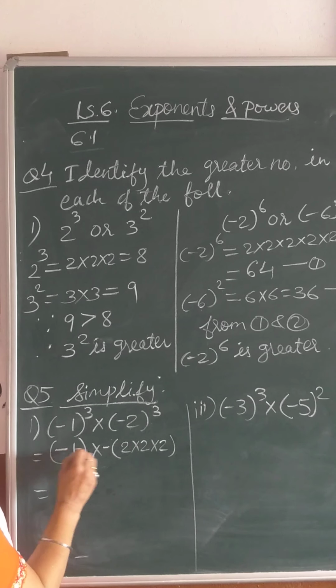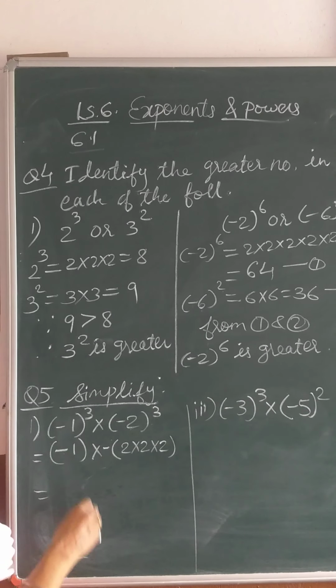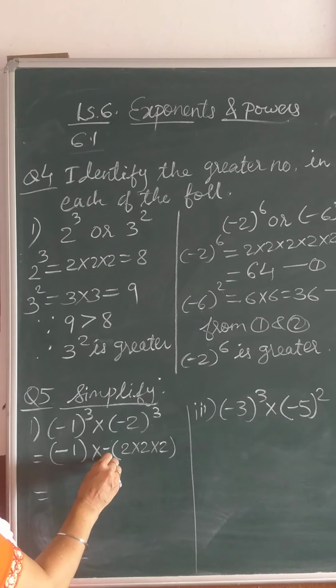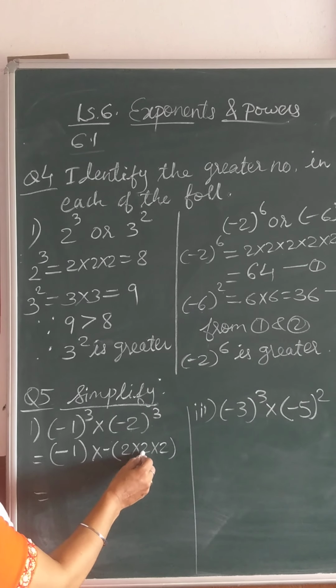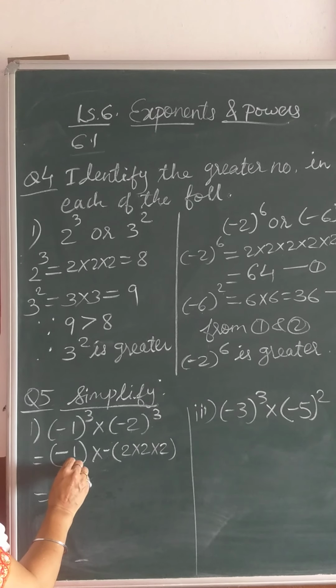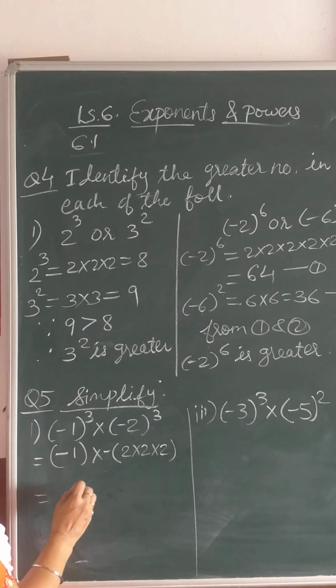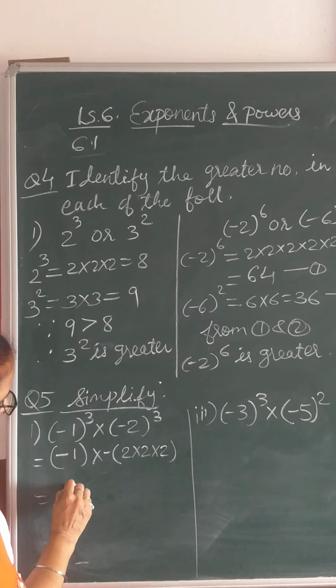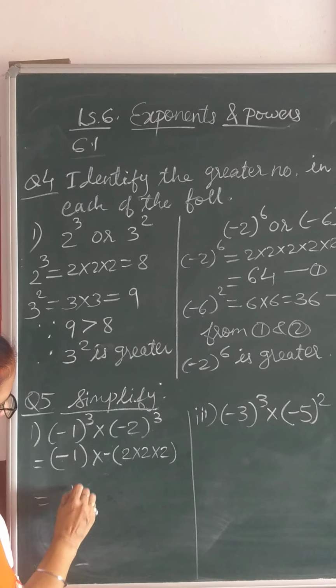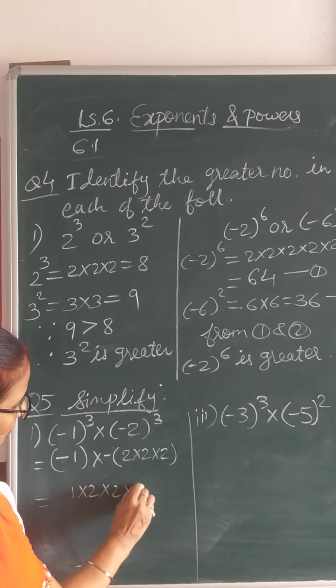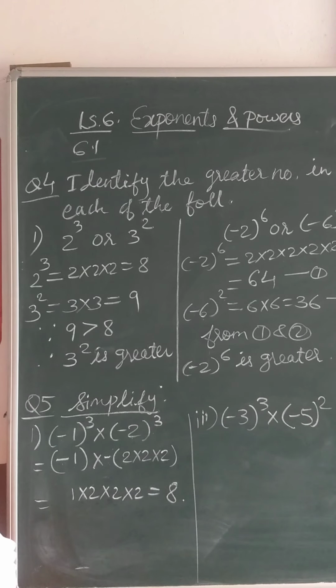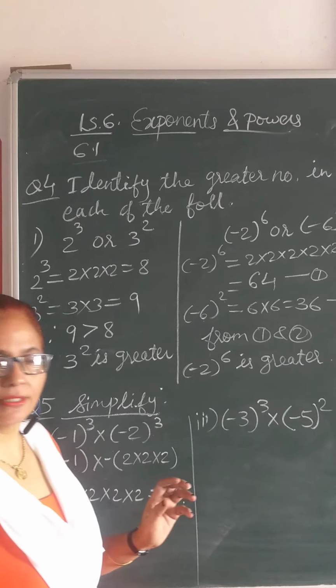Okay. Now let's simplify. Minus into minus becomes plus. Simplify the sign first, and now multiply all the numbers. 2 2s are 4, 4 2s are 8, and 8 1s are 8, and minus into minus is plus. So in this way you can write, minus into minus is plus. So 1 into 2 into 2 into 2 is equal to 8.